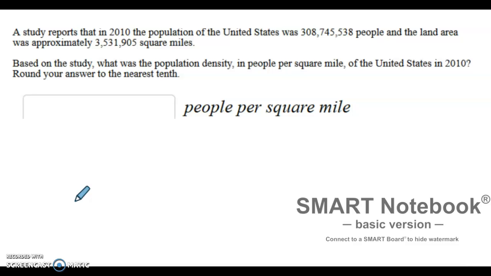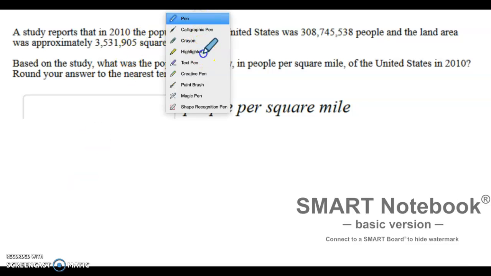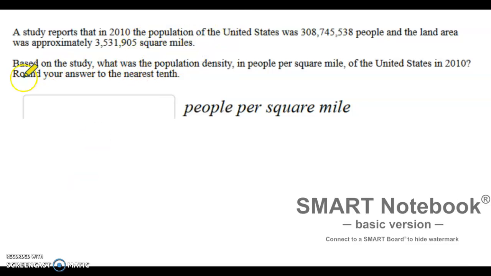So here, this problem is very similar to the one we just did. Really, the main difference is the rounding. So you want to pay attention here to where it says round your answer to the nearest tenth, and you're going to do this problem right now.